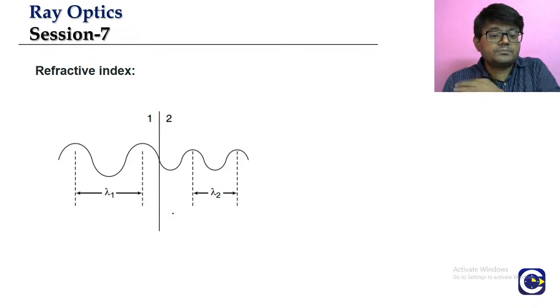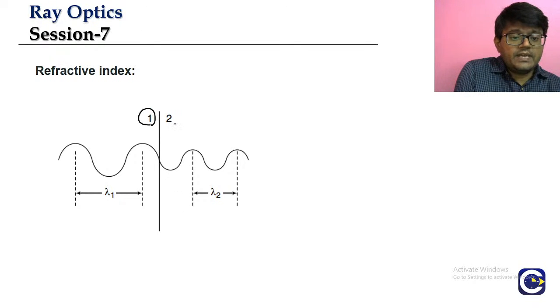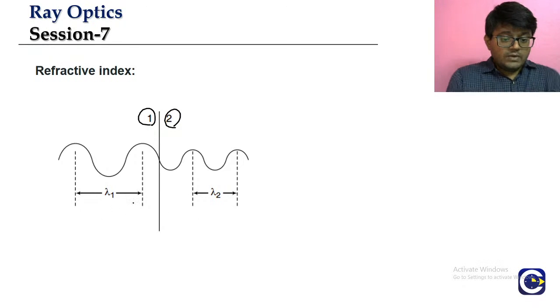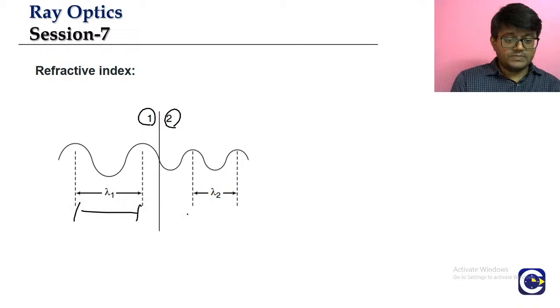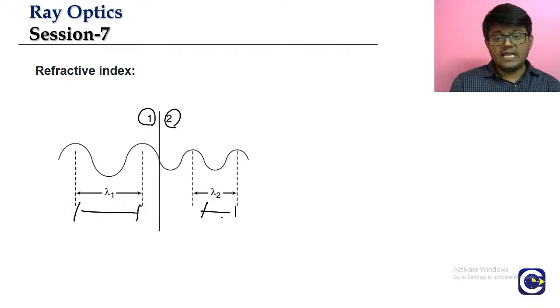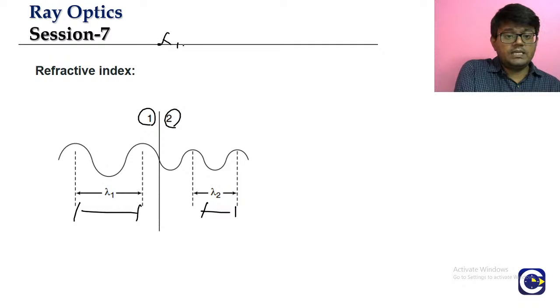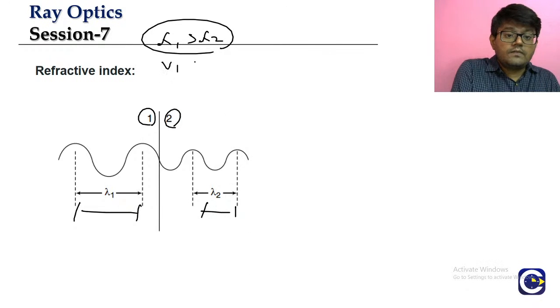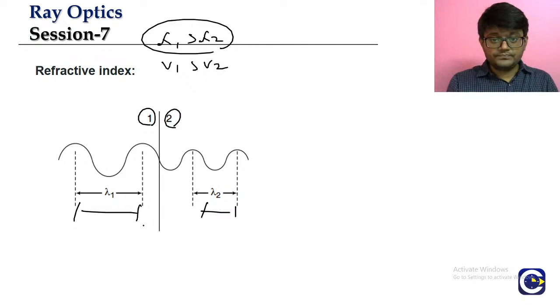What did we say? The bending of light is happening, right? So why does this bending of the light happen? Just look at it here. We have taken two media, medium 1 and medium 2. By looking at the representation itself, we can understand one thing. Look at this length. It appears higher than lambda 2. Here we see that lambda 1 is more than lambda 2. That is what we observe, right? Lambda 1 is more than lambda 2. Means what? V1 will be more than V2.